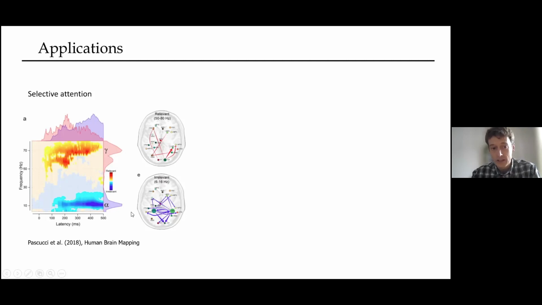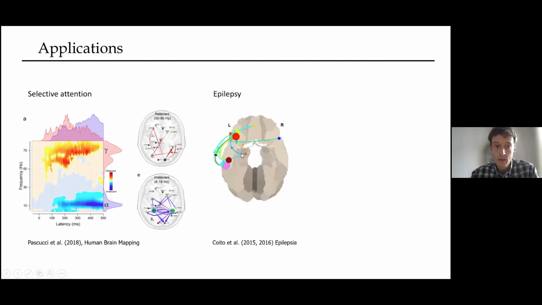And we could link this to a suppressive effect of alpha band interactions that you see here involving parietal areas. And there's some more ideas about possible mechanisms of this suppression in the paper, in case you're interested.